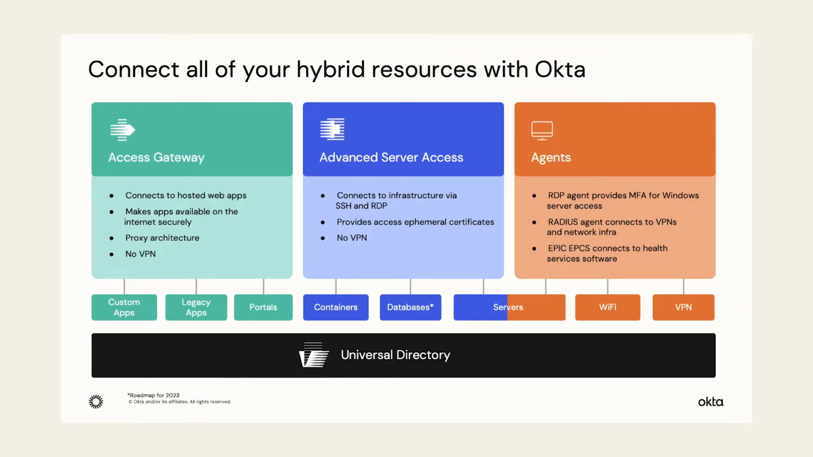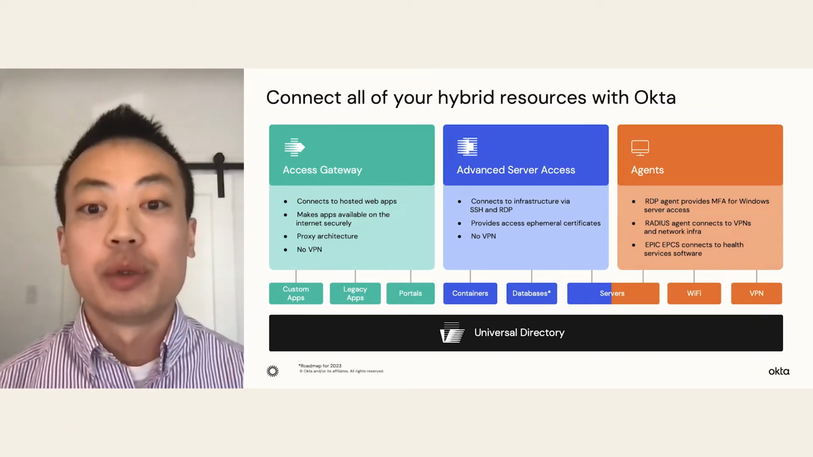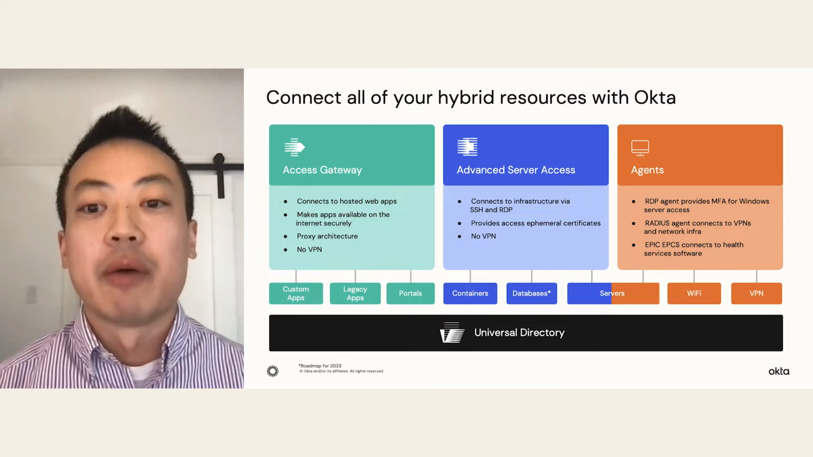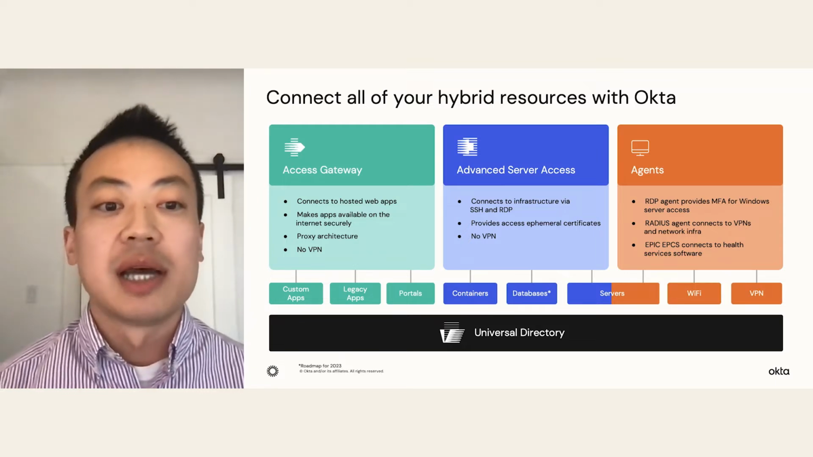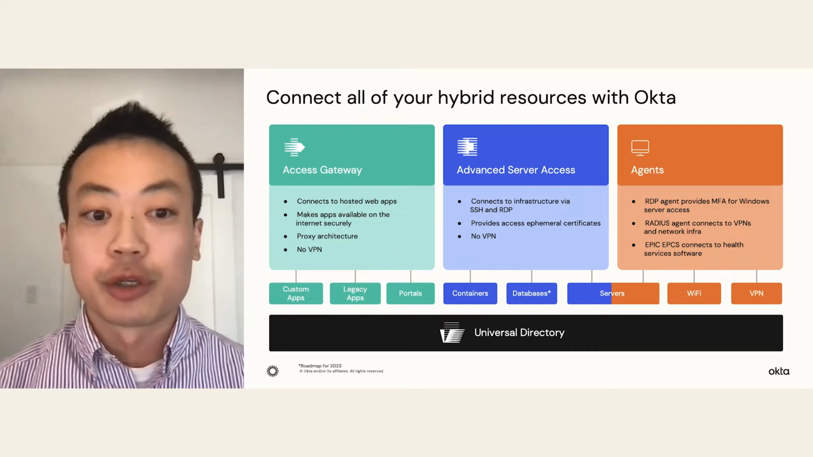So we have Universal Directory, which is a cloud-based identity management plane that helps you centrally manage at scale any identities across on-prem and the cloud. And then Access Gateway delivers modern and secure access to your on-premises web applications without having to change your application source code, extending Okta's cloud-native single sign-on and adaptive multi-factor authentication capabilities to these applications.